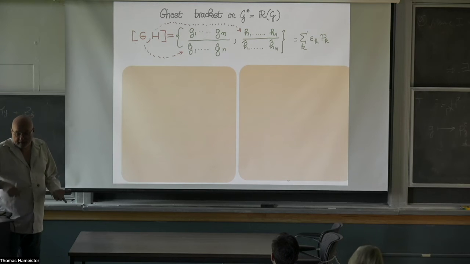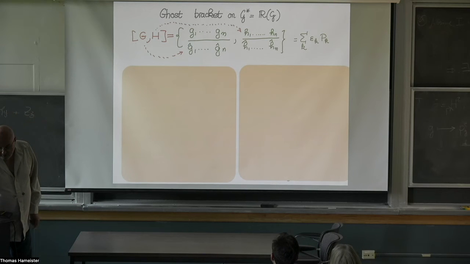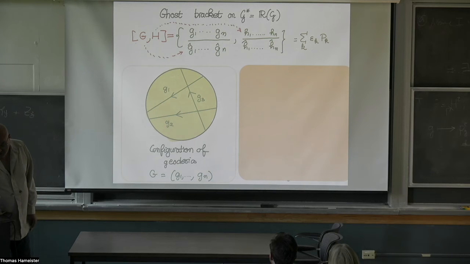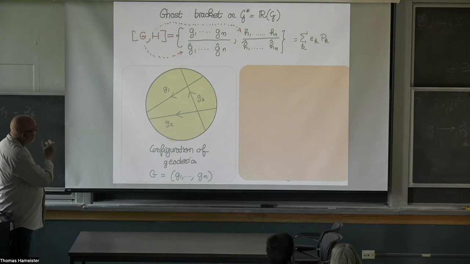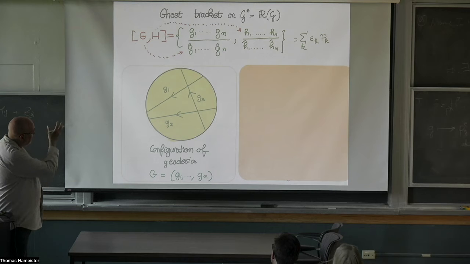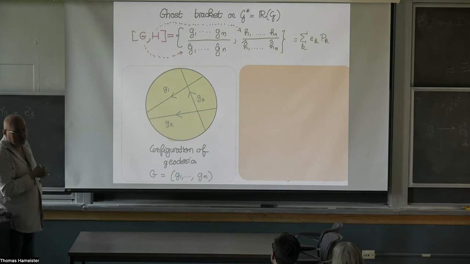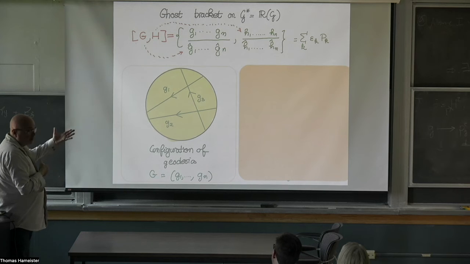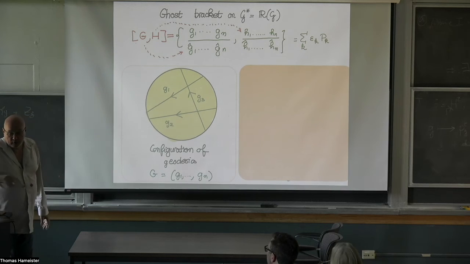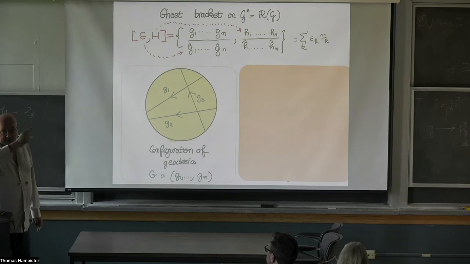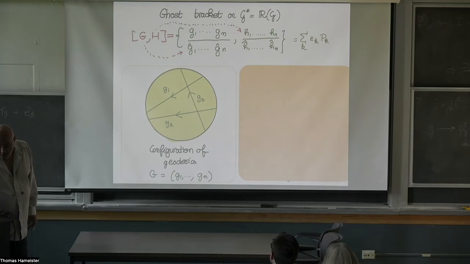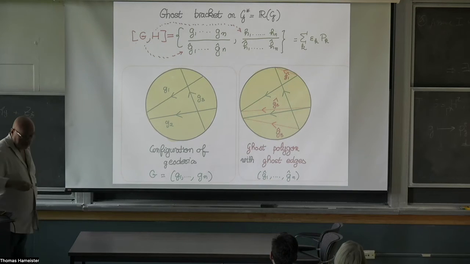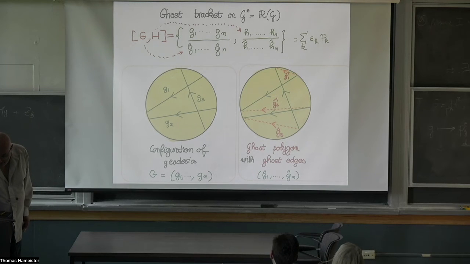Okay. So now let's explain what these new edges are, which we call ghost edges. Let's start with a configuration of geodesics, let's say just 3 geodesics. Right. So now the first thing is I want to turn that into a polygon. These are ordered geodesics; what's important is that they are ordered. So what you do is you just add... okay, G1, which is here.